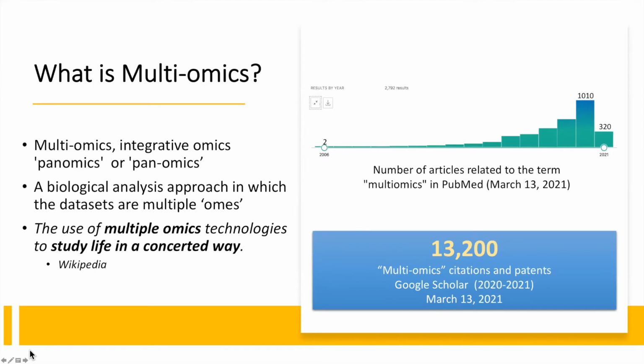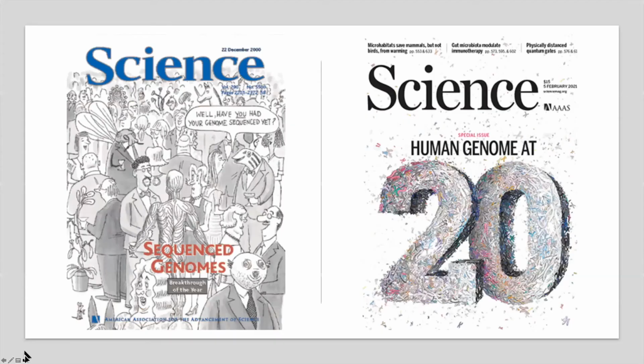I also looked at Google Scholar, and just in the last 2 years, since 2000, multi-omics appears in citations and patents over 13,000 times. So it's definitely an emerging field, and there's lots of interest in it. And it really all stemmed from the Human Genome Project.